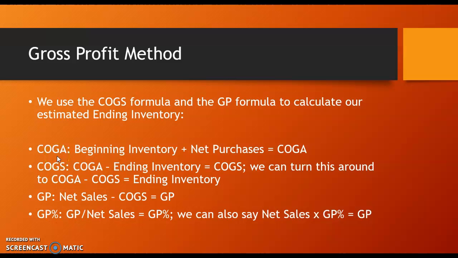Okay, so again, our first step, the cost of goods available, is always the beginning inventory plus whatever net purchases. Net purchases is our gross purchases minus any purchase returns and allowances and purchase discounts.